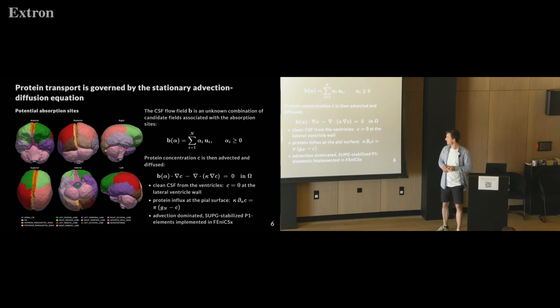We have the clean CSF coming in from the ventricles and protein influx via the pial surface. And then I have to admit I'm joining the club of people that just use the most simple approach. So this is just discretized with a P1 element implemented in FEniCS. And then this problem is advection dominated, so we add a pretty standard SUPG stabilization for that problem.